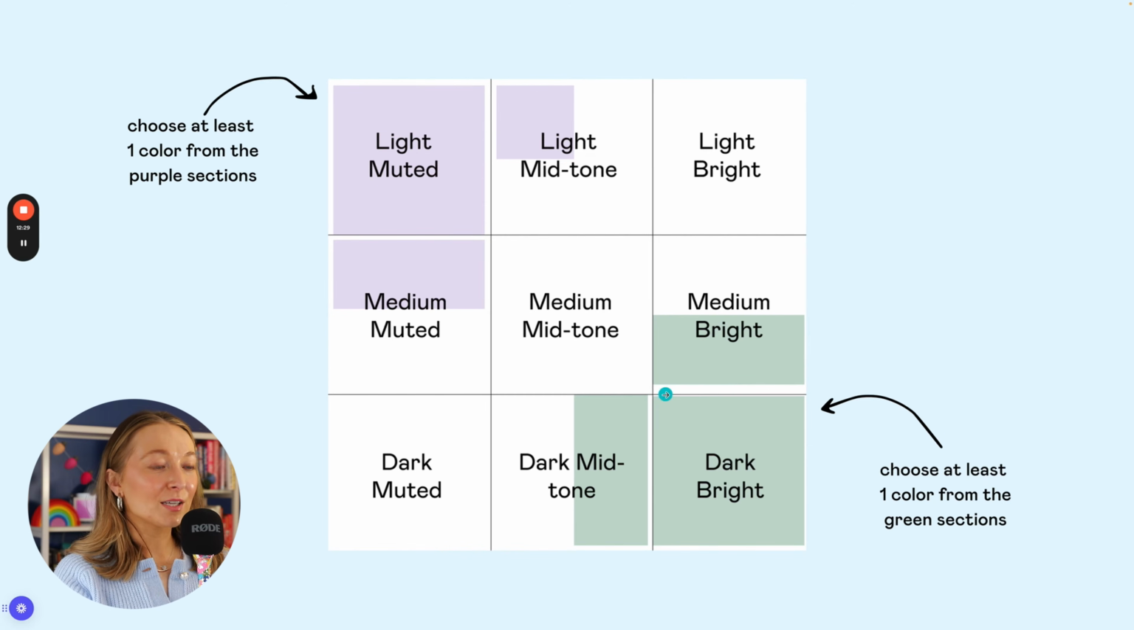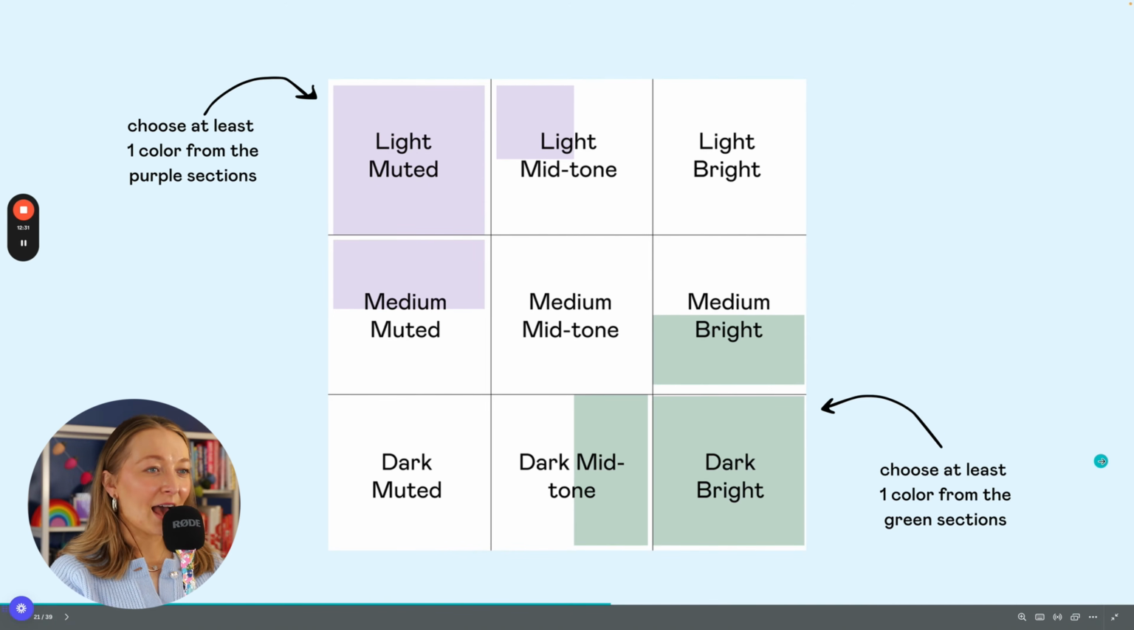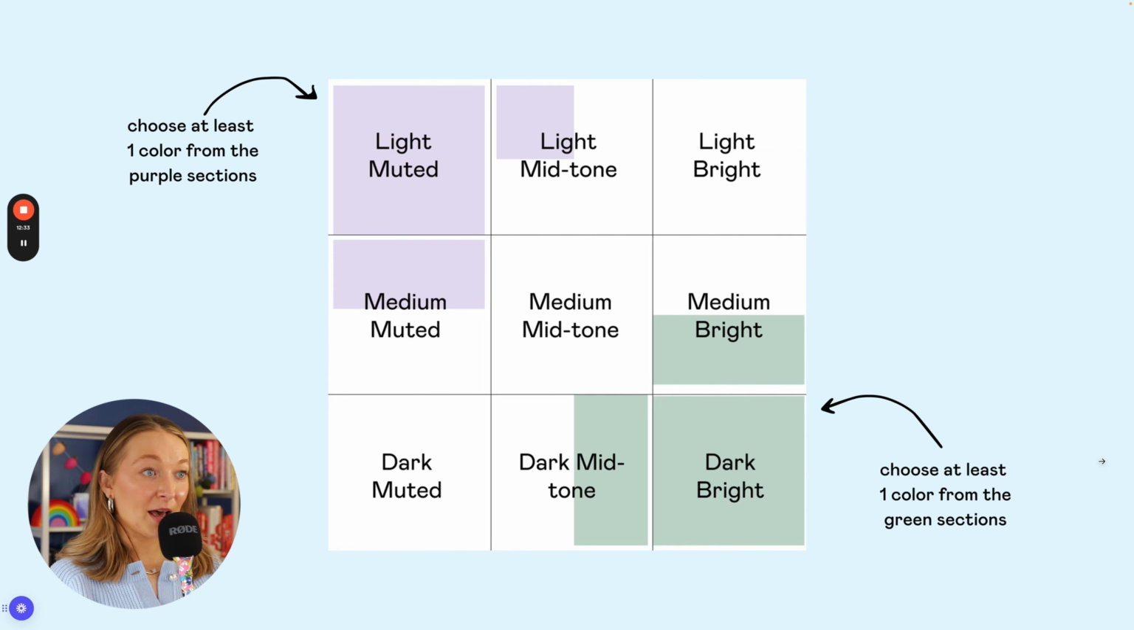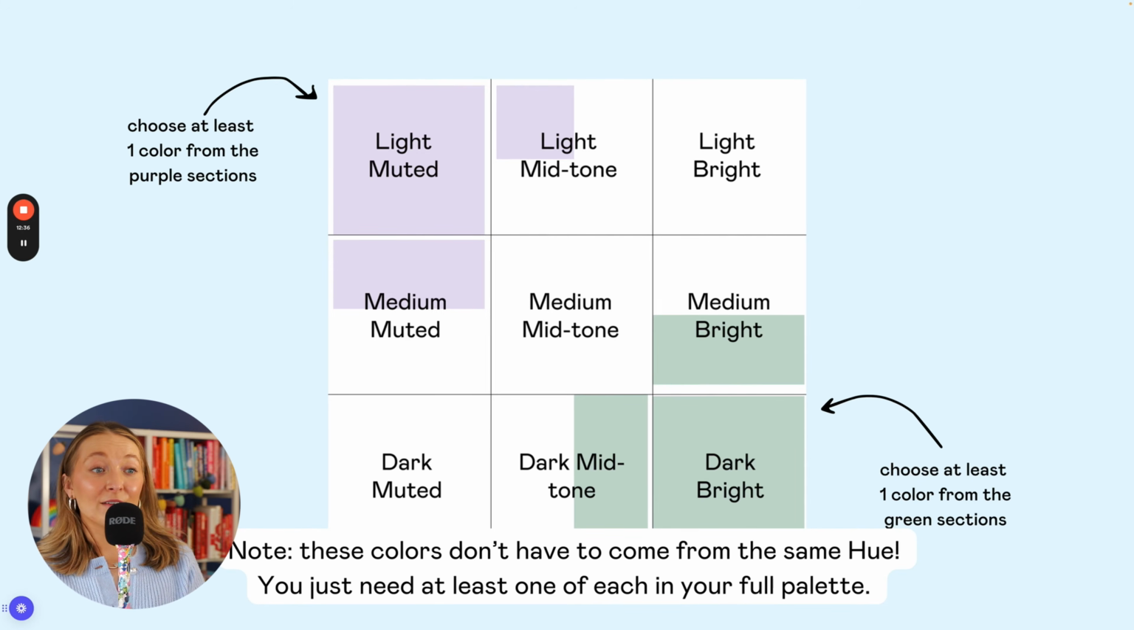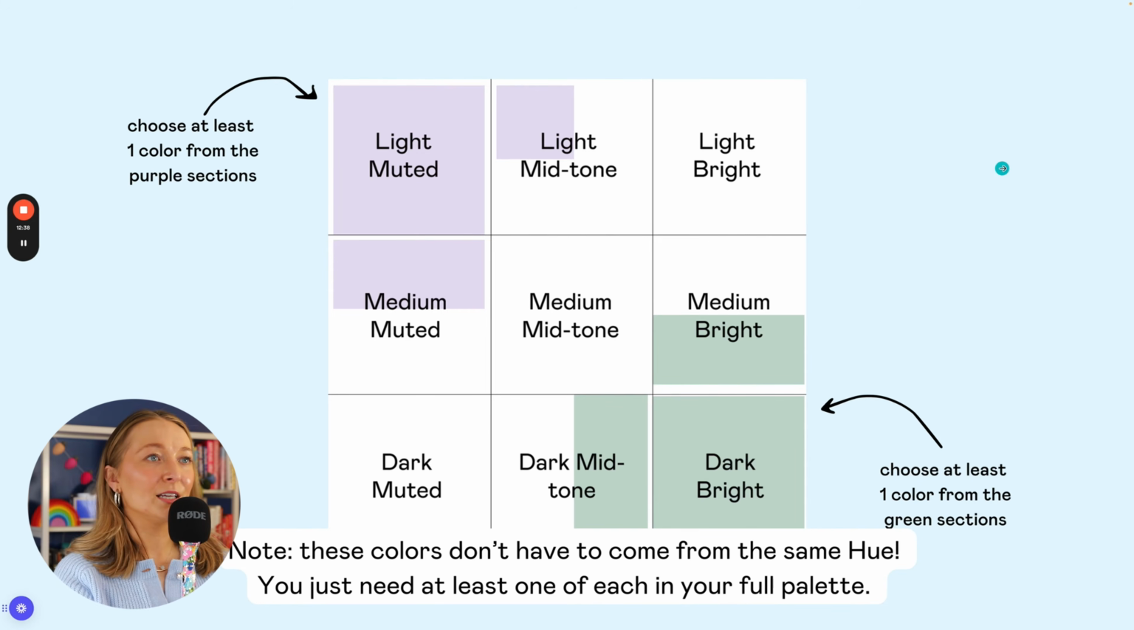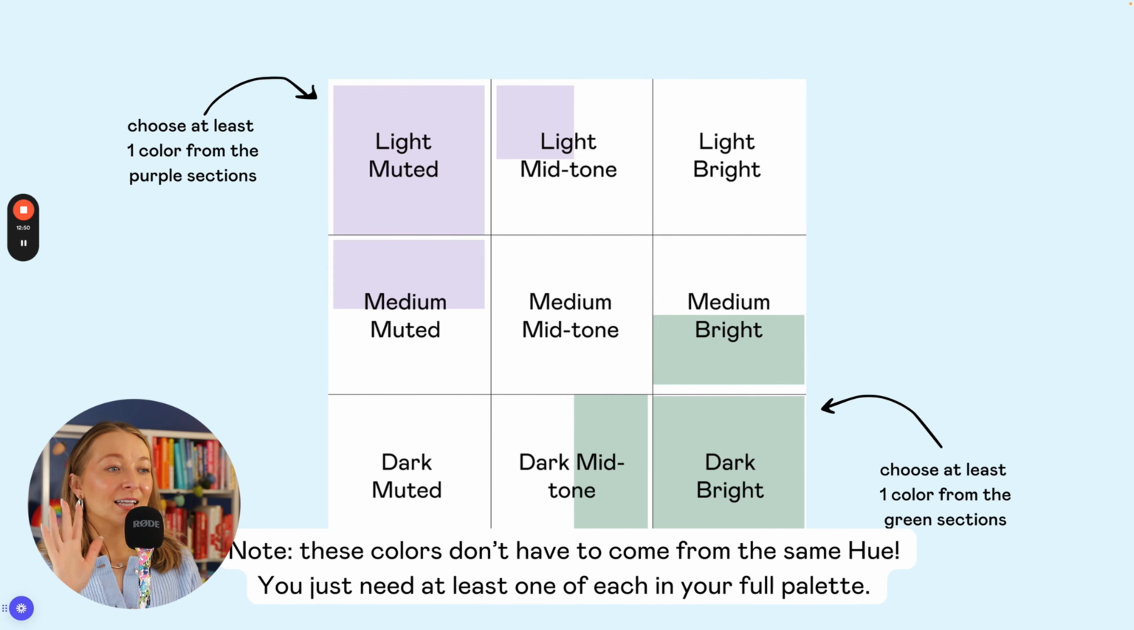Likewise, if you have something from this section, you're going to have a dark color that you can use in your palette. Now, these colors don't have to come from the same hue. So it doesn't have to be like, okay, a light version of the blue and a dark version of the blue. It just means that you want to have something from here and something from here. You need at least one of each in your full color palette.